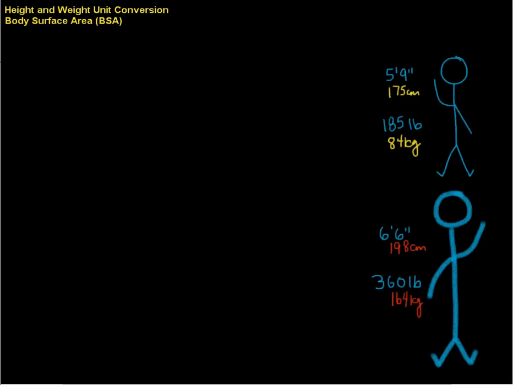Alright, so we want to talk about body surface area and how we calculate it. There are several formulas available for body surface area. If you search the net, you'll find them. I'm going to use a formula that I think is most commonly used. It's called the Du Bois formula. When we're calculating body surface area with the Du Bois formula, body surface area we are going to say is BSA.